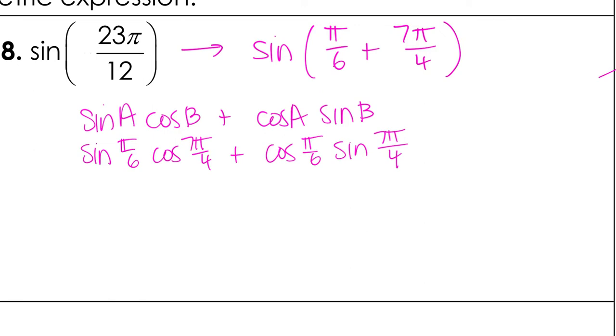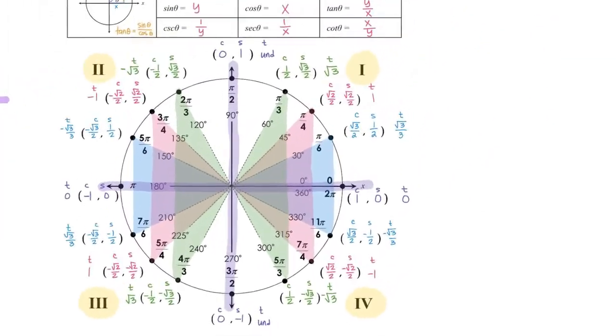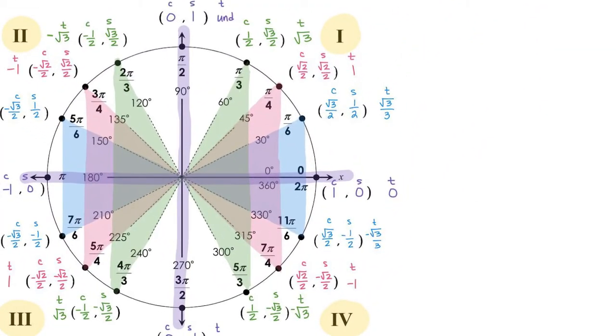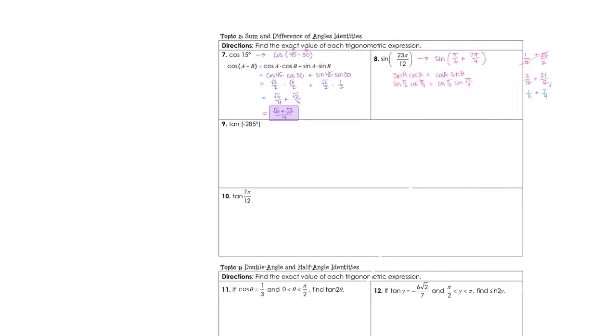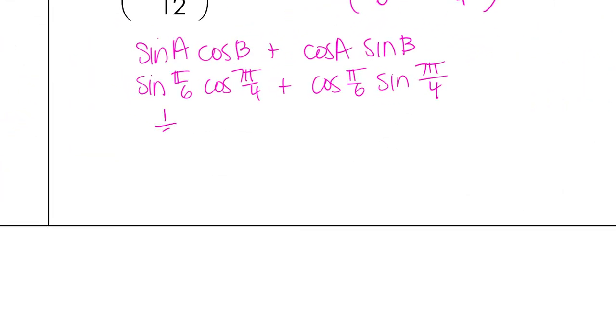So let's look at our unit circle now. Sine of pi over 6 is 1/2. And cosine is square root of 3 over 2. So I'm going to write those in first. So this is 1/2. And this is square root of 3 over 2.